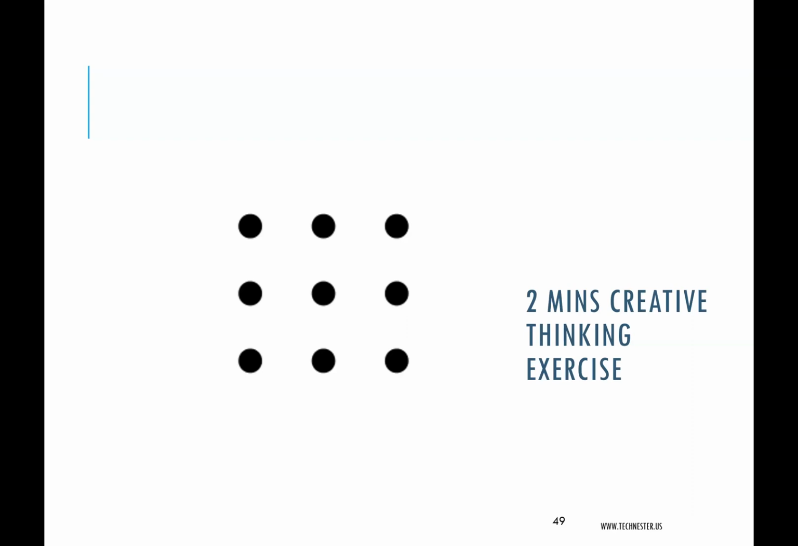Okay. So let's quickly do this 2 minutes creative thinking exercise. Again, get a piece of paper, draw these 9 dots, and using 4 straight lines or fewer, right? So meaning 4 lines or less, connect all the 9 dots without retracing your path or lifting your pen off the paper. So use 4 straight lines or less. Connect all these 9 dots without retracing your path.